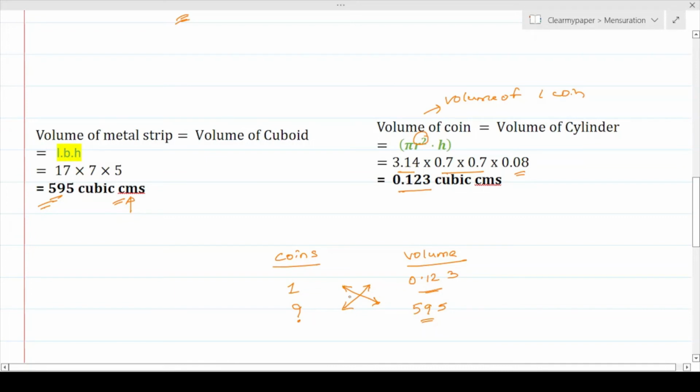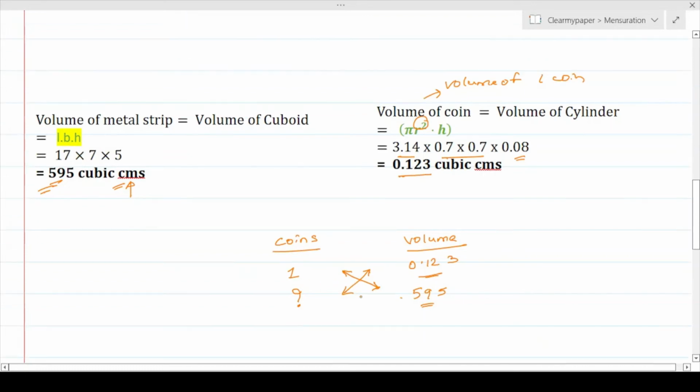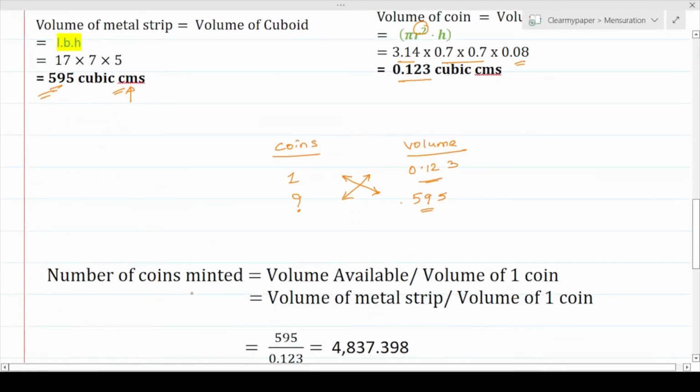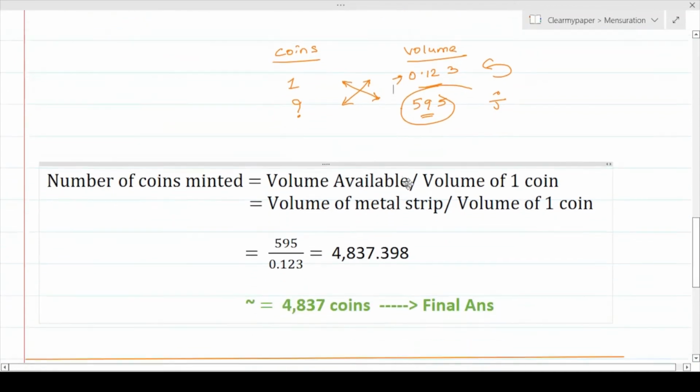So you just have to cross multiply, and if you multiply one by anything, it's going to be the same. In essence, the number of coins minted is going to be the total volume available divided by the volume of one coin. That is the total volume of the whole metal strip, which is 595, divided by the volume of one coin, which is 0.123. And when we divide, we get this answer in decimal.